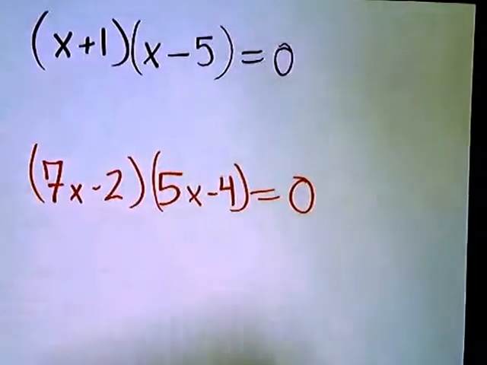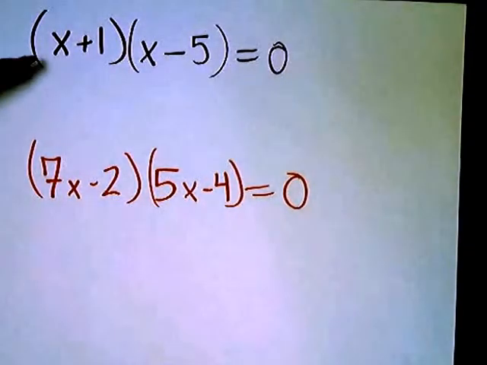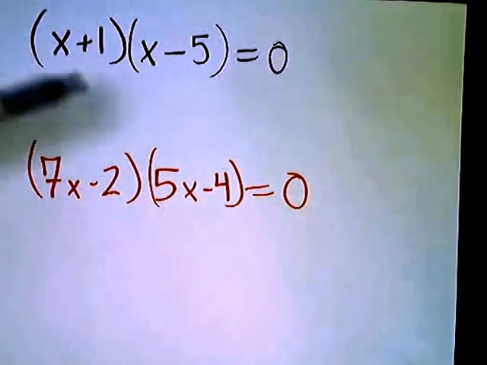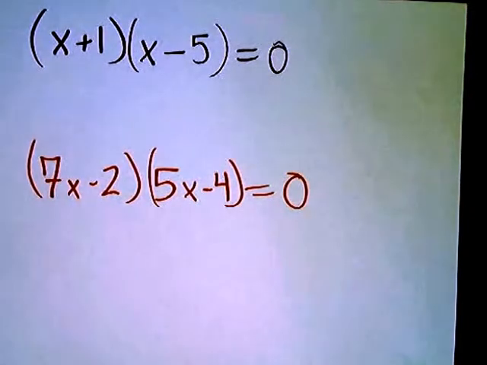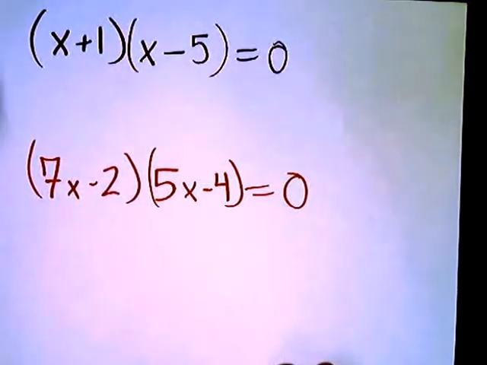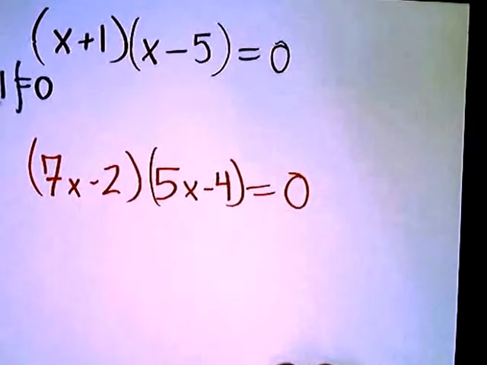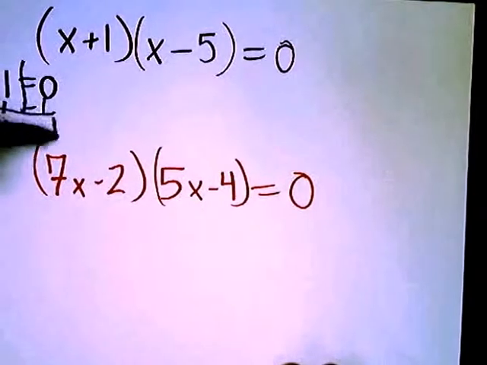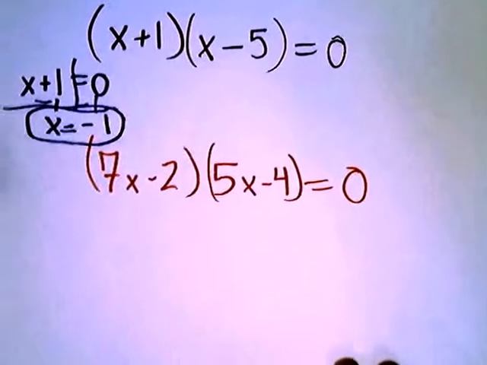Well, the goal is that if you have it set up that way and it's already factored, and it says equal to 0, the zero product property talks about the idea of, well, let's just set them equal to 0 separately. So x plus 1 equals 0. Well, to solve it, x is equal to negative 1. So that's one of your two solutions.